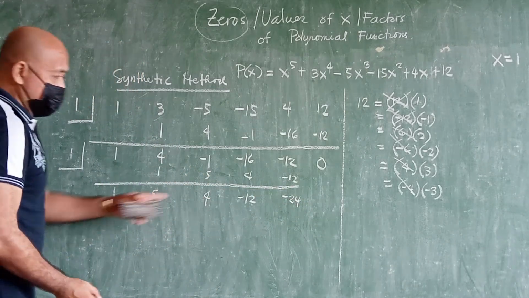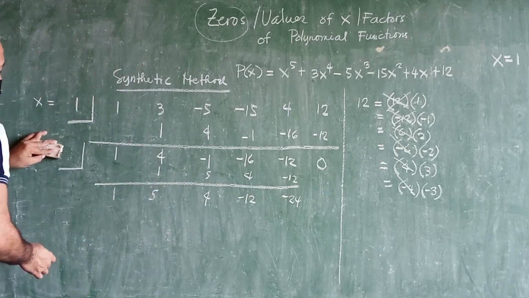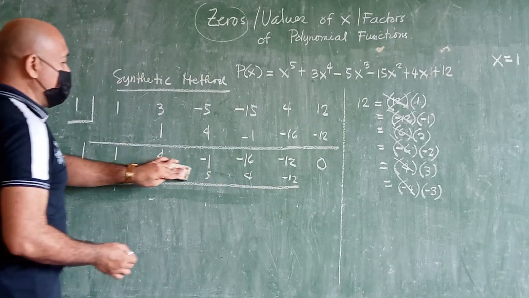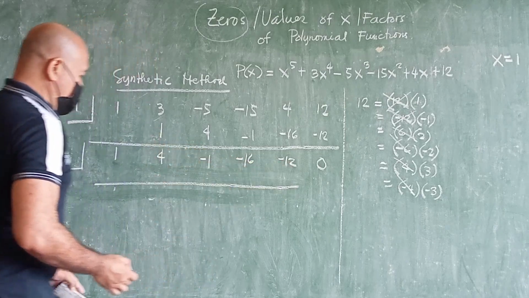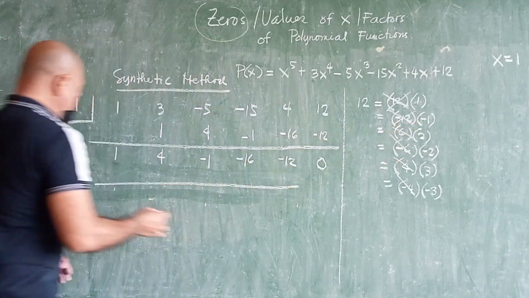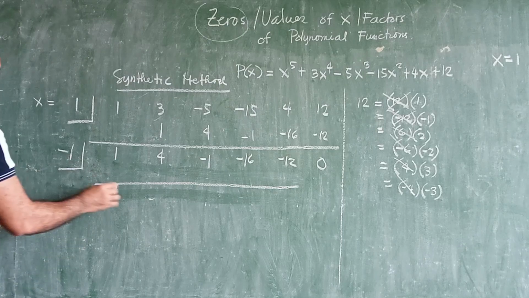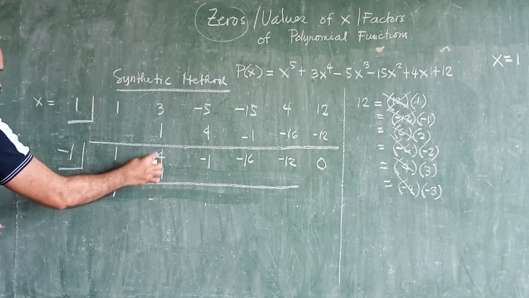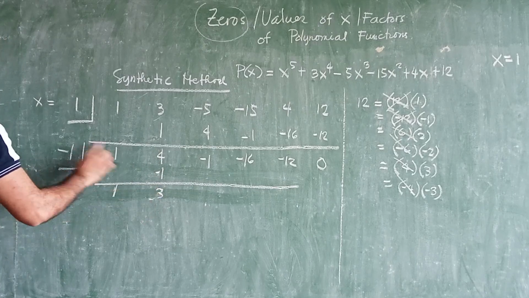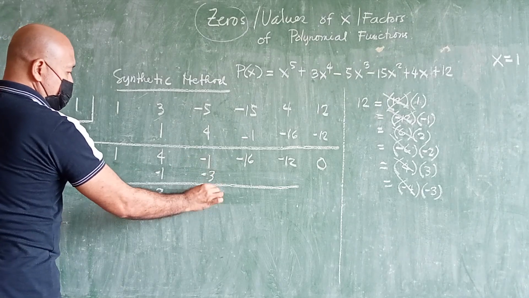When the remainder or the last digit is not equal to 0, that means the integer that you are using here is not what we are looking for as the next value of x. So this is why this is considered trial and error. You proceed to the next one, which is negative 1 this time. So bring down, then 1 times negative 1 equals negative 1. Add, this will be positive 3. Multiply it to negative 1, the result is negative 3. And add, this will be negative 4.